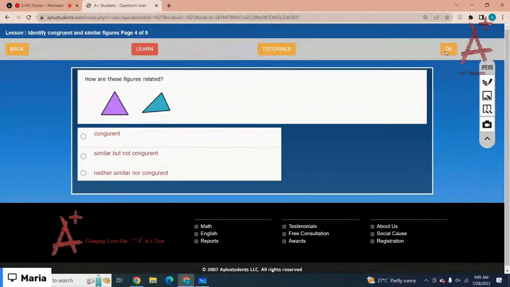How are these figures related? So which is the correct option? They are neither similar nor congruent. Got it? They are neither similar nor congruent.